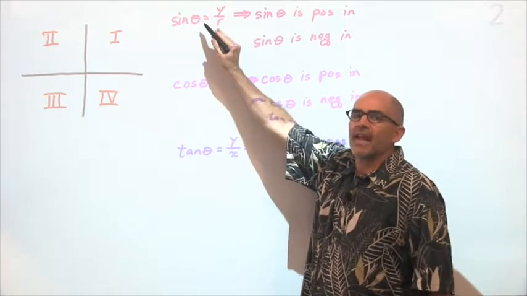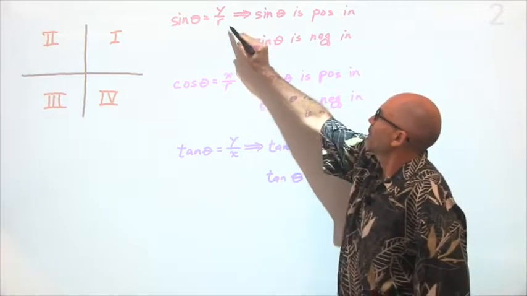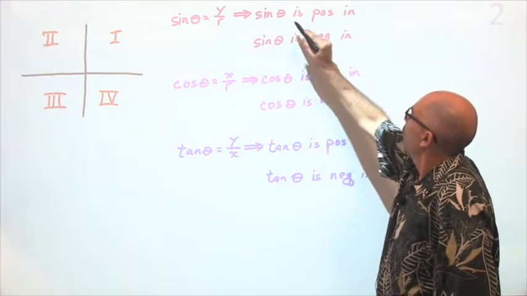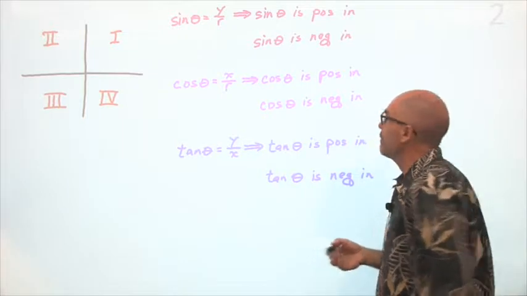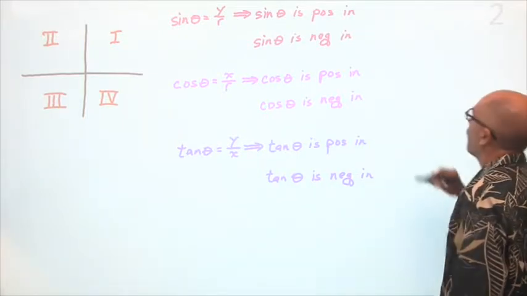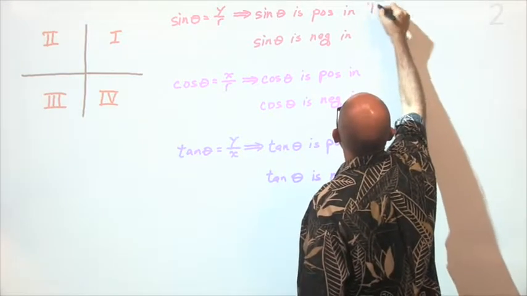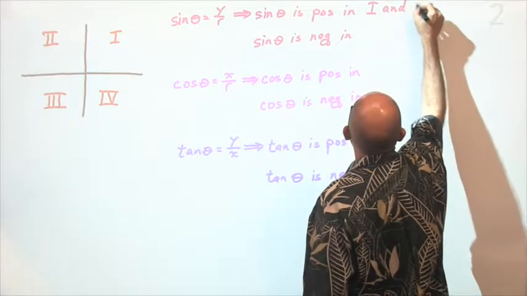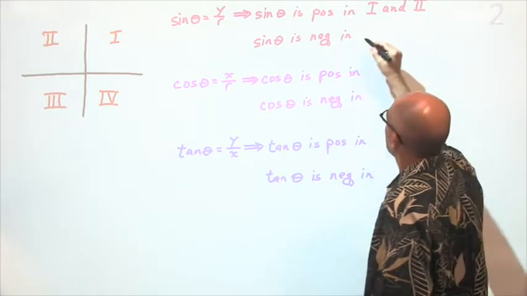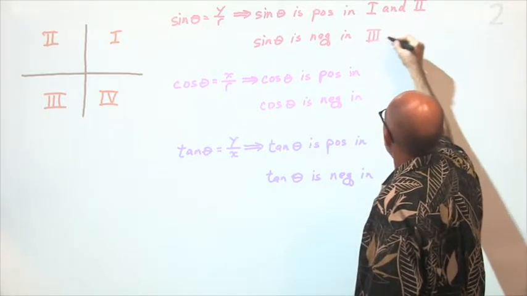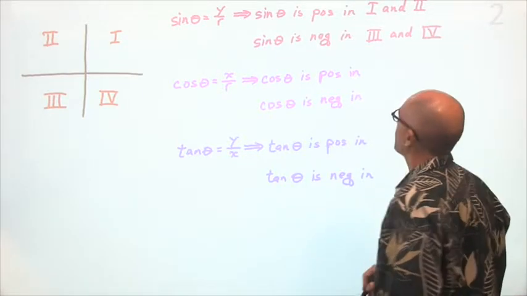You remember that sine theta is y over r. Well, if r is always positive, then where is sine theta going to be positive? Right, it's going to be positive where y is positive, which means up. So that's 1 and 2. Then obviously sine theta is negative in the third and the fourth quadrants, because that's where the angle is going down.